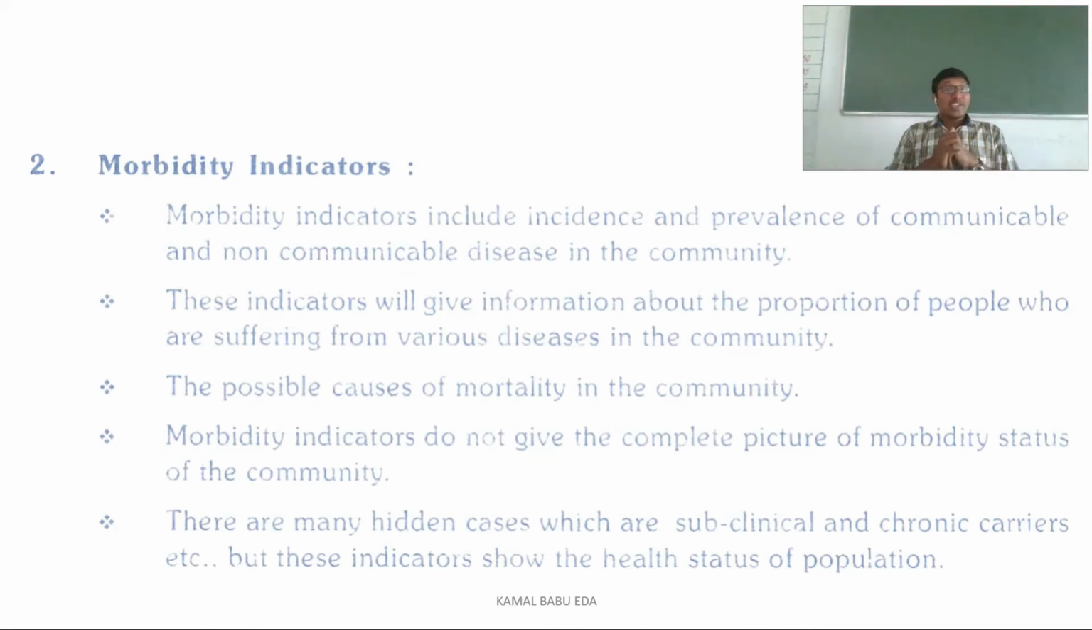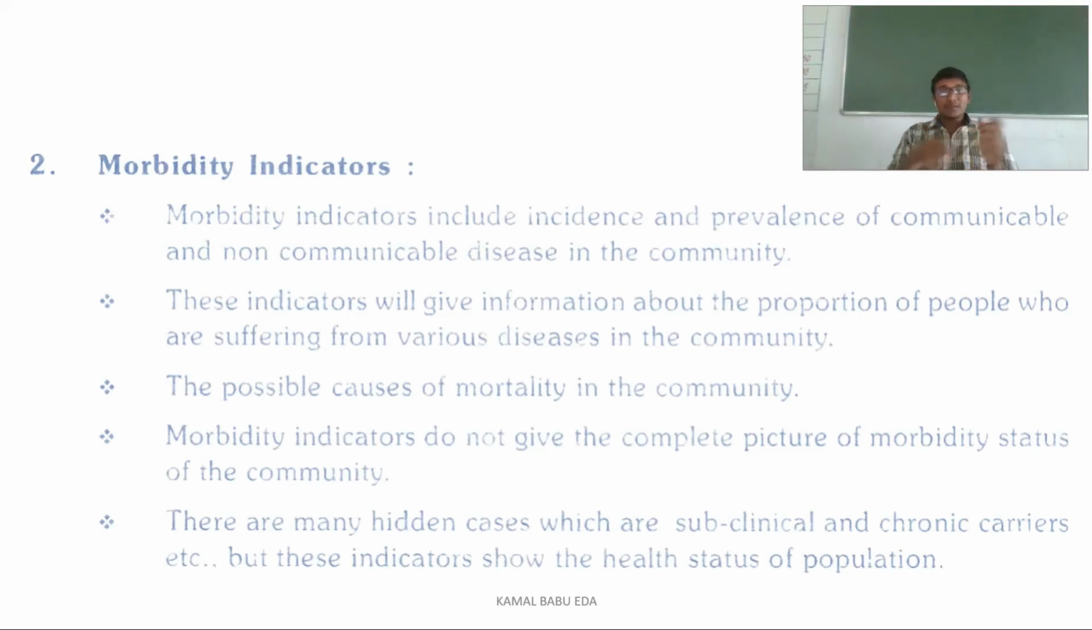Now we'll see the morbidity indicators. Morbidity indicators indicate the prevalence of a disease, either communicable or non-communicable, in the community. Communicable diseases are diseases capable of spreading from one person to another, for example COVID-19. Respiratory tract infections are also always communicable diseases. Coming to non-communicable diseases, the disease stays with the person and cannot spread from one person to another. So we'll see what is communicable and what is not.